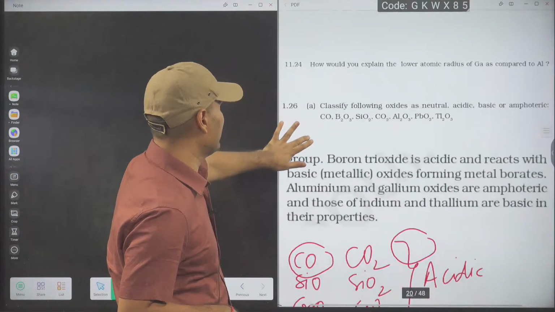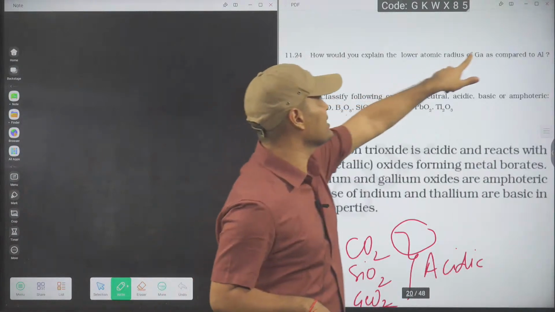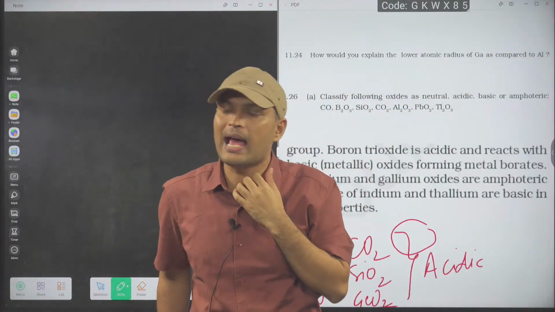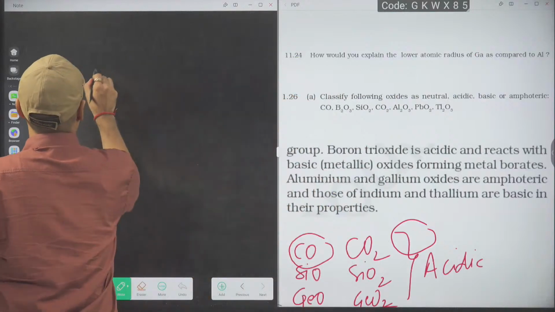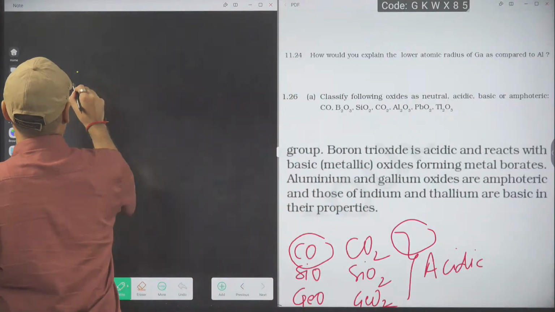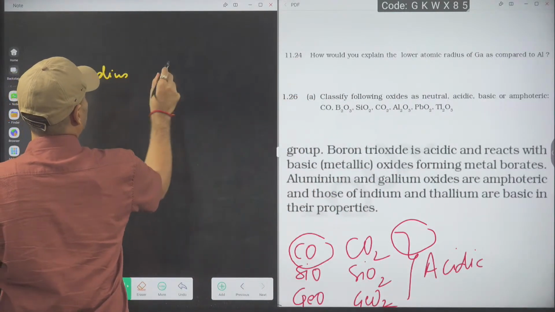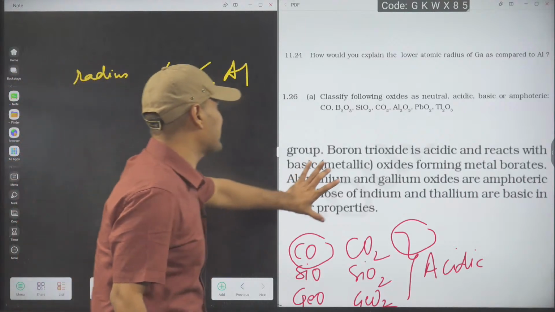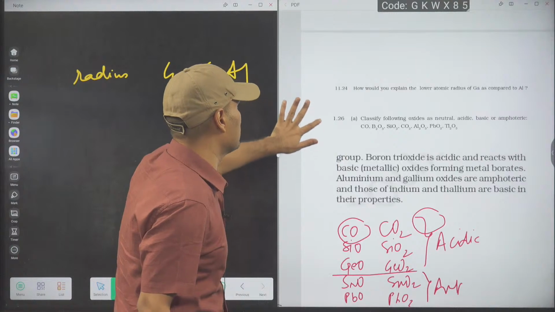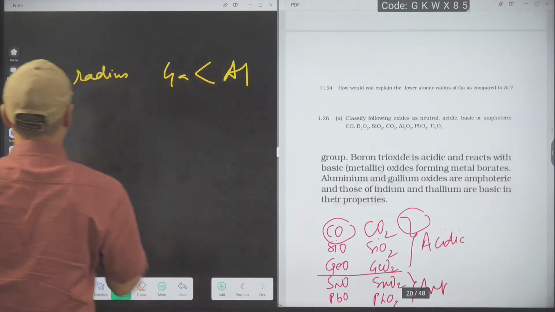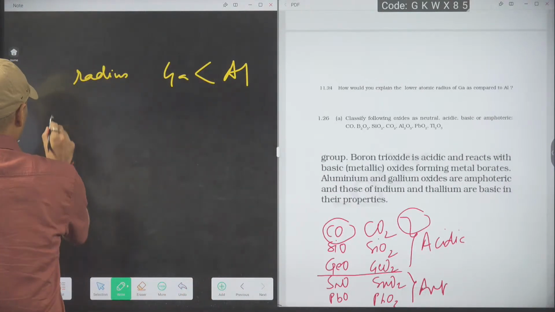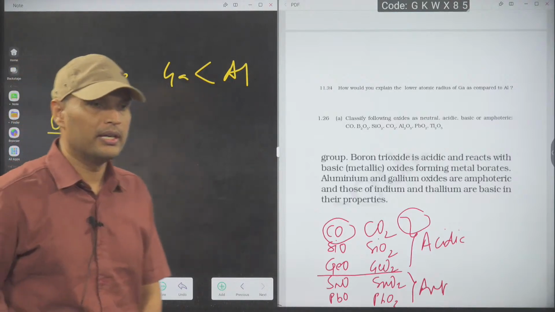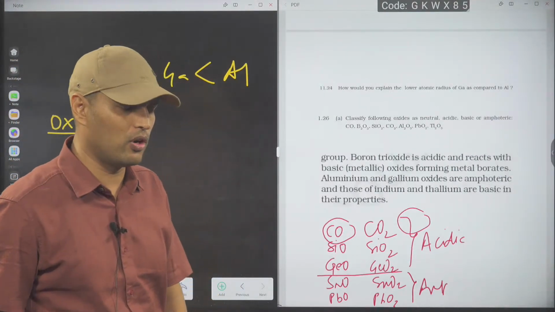Okay. So now there are so many questions. See, they are talking about size. We have already discussed that gallium is smaller than aluminium. Size part, radius. Gallium is smaller than aluminium. Oxides are very important. Regular questions come on the basis of oxides.